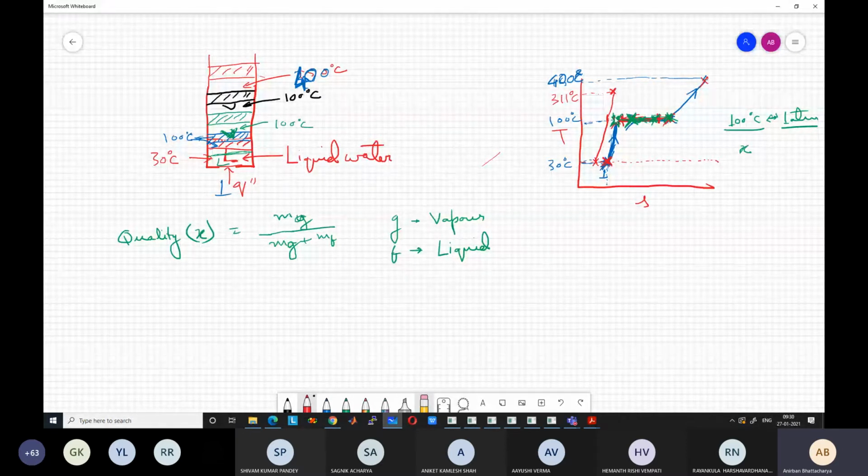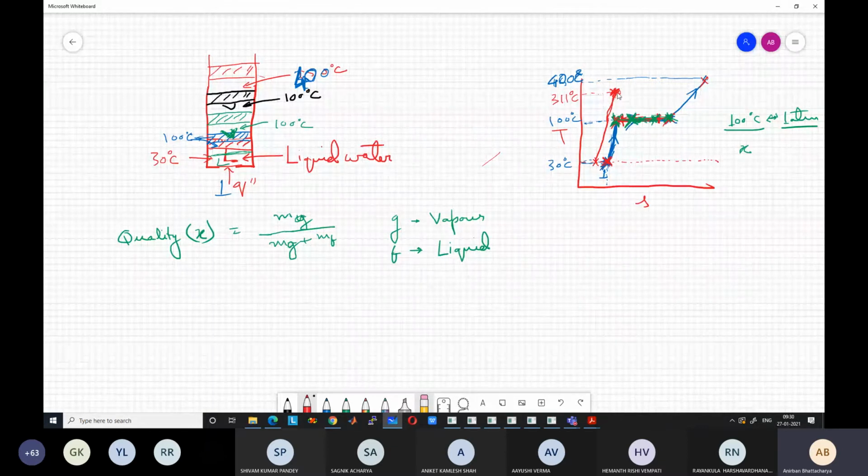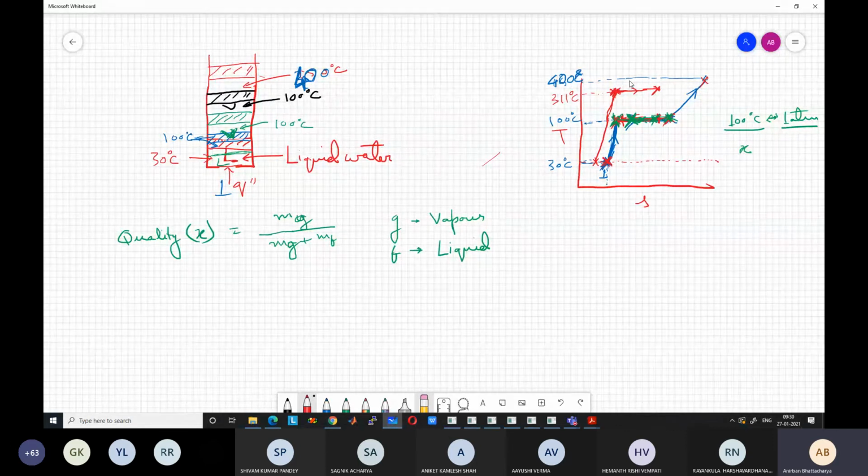So at this point, what will happen? What is the quality at this point? It is still 0. Now the quality will start increasing. Boiling will start at this pressure and temperature. Again, we move like this, and at some point, the boiling ends. The length of the two-phase region at higher pressure is less. Boiling will stop, and if you keep on heating further, temperature will keep on increasing again. You may reach 400 degrees centigrade after some time.